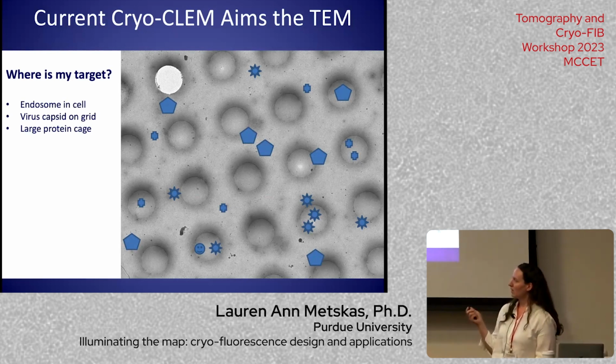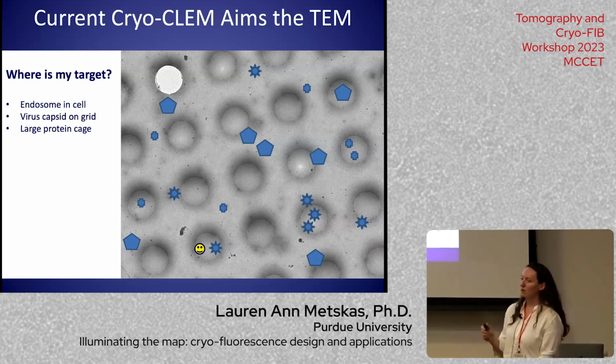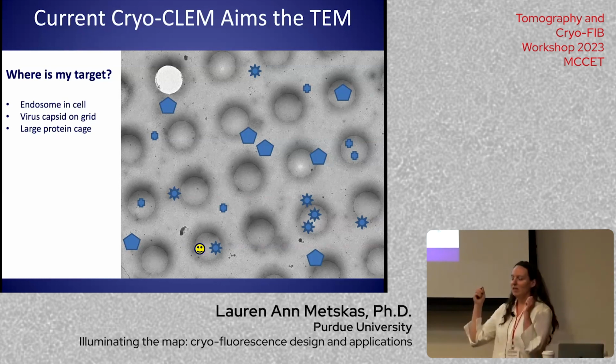But the idea is if we can just add a little bit of specificity, we can find our target. And once we make it a little bit different, then we can just point it and we can get going. And so this is the number one application for Cryo-CLEM, is just tell me where to point the TEM.